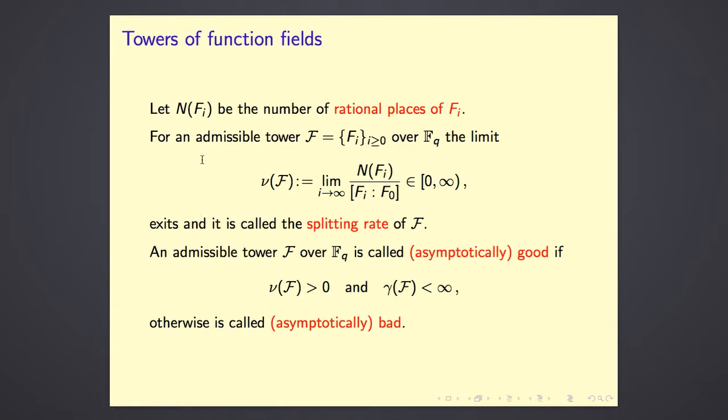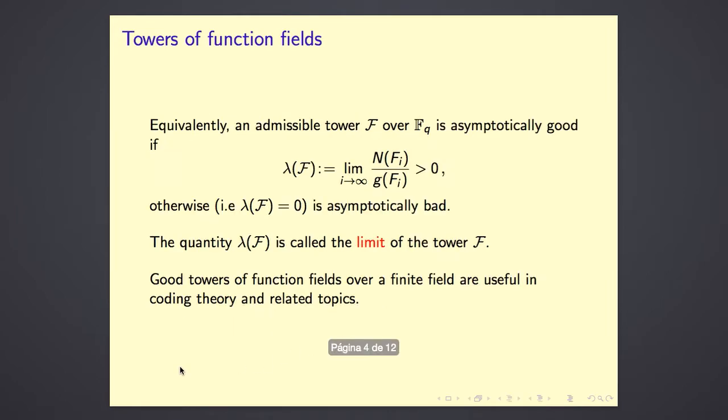And if we consider N(F_i), the number of rational places of F_i, we can speak of the splitting rate of the tower, which is just the limit of the number of rational places of F_i divided by the degree of the extension F_i over F_0. An admissible tower will be called good if it has positive splitting rate and finite genus. Otherwise, it will be called bad.